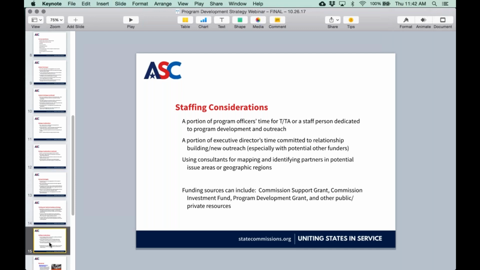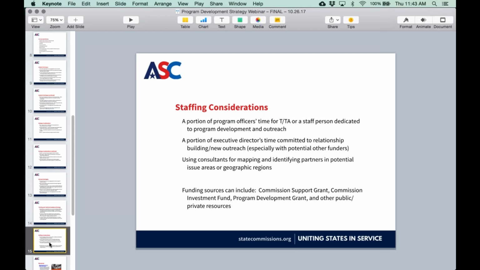And I think it's really important that you are clear about this internally as commission staff, but also that your commissioners have the right expectations about this as well. There are a number of ways that we have seen state commissions approach this, and your approach may be a combination of all of these. Some things for you to be thinking about here: many commissions will provide a portion of program officers' time related to this, or they have a staff person dedicated either full-time or part-time to program development and outreach. So understanding the time commitment of your AmeriCorps team related to this is important.